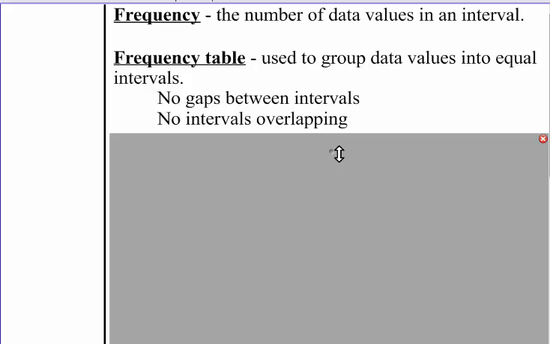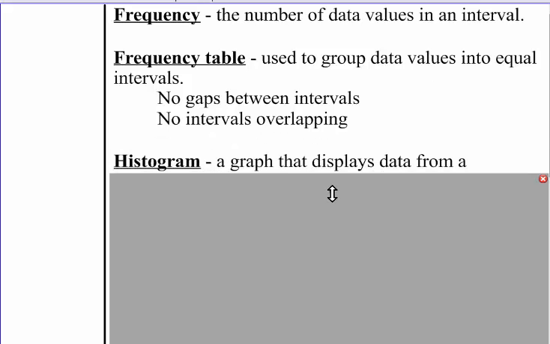Then we have what's called a frequency table. This is going to be used to help us group the data values into equal intervals, so then we can put it into our histogram. Make sure when you're creating this frequency table there are no gaps between the intervals and none of the intervals are overlapping. So it's very important not to have any overlapping intervals or any gaps.